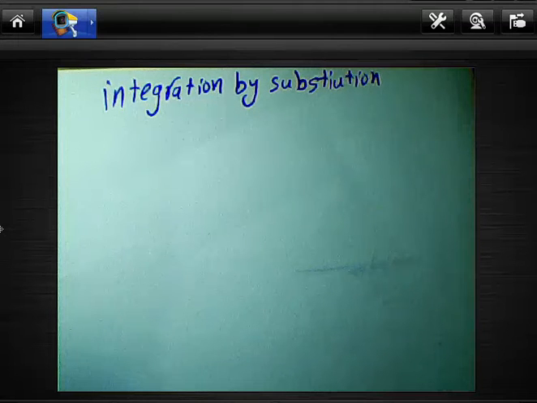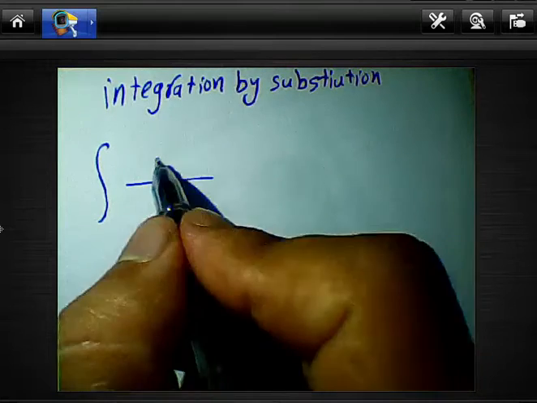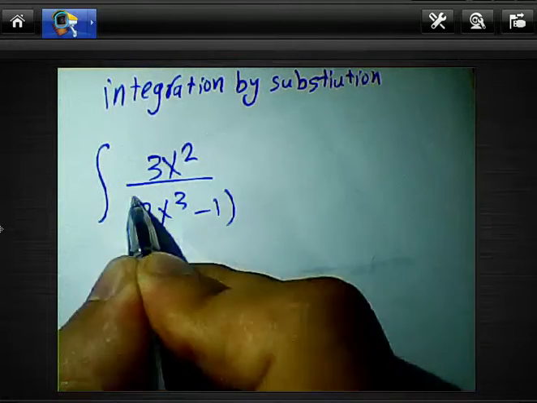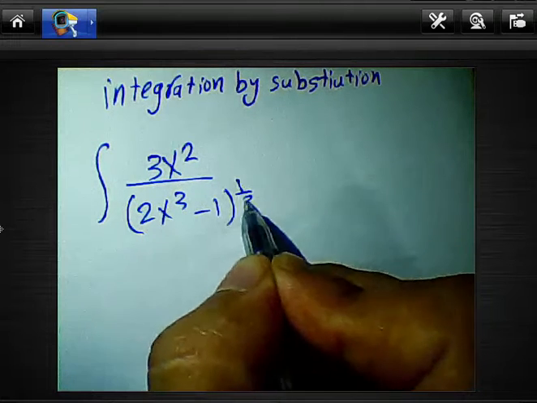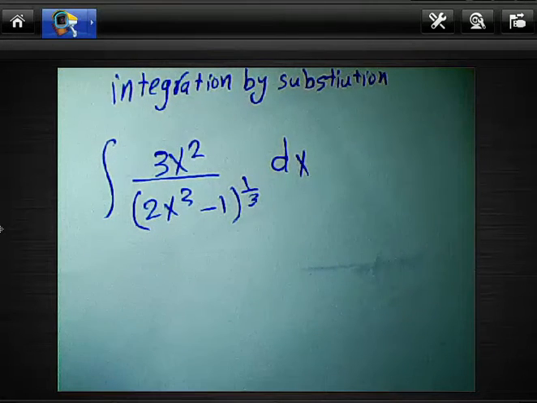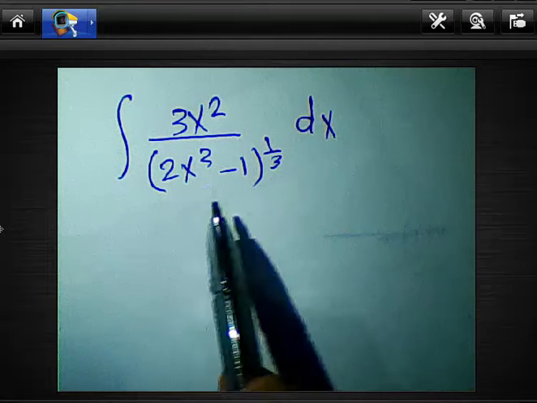Today we are going to talk about an important math concept called integration by substitution. Look at this example. We want to find the integral of 3x^2 over (2x^3 - 1) to the power of 1/3 dx. Who can solve it? First, we must put u equal 2x^3 - 1.